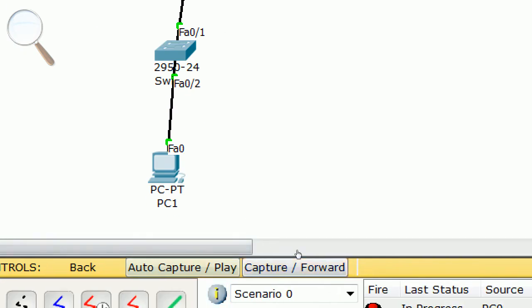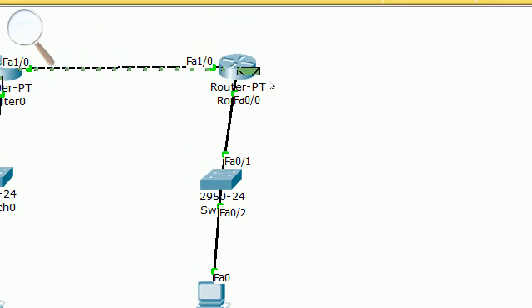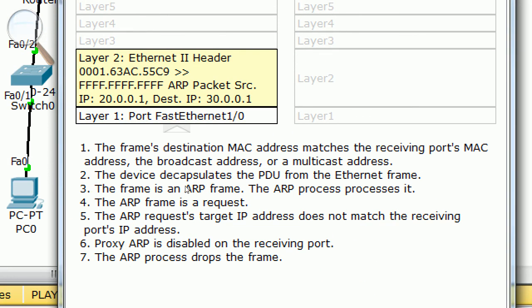Now read this point. First point: it matches the receiving port MAC address, the broadcast address, and it is a broadcast address. Third line: the ARP frame is a, read this line. After that, the router processes it. If proxy ARP is enabled, this ARP is processed.